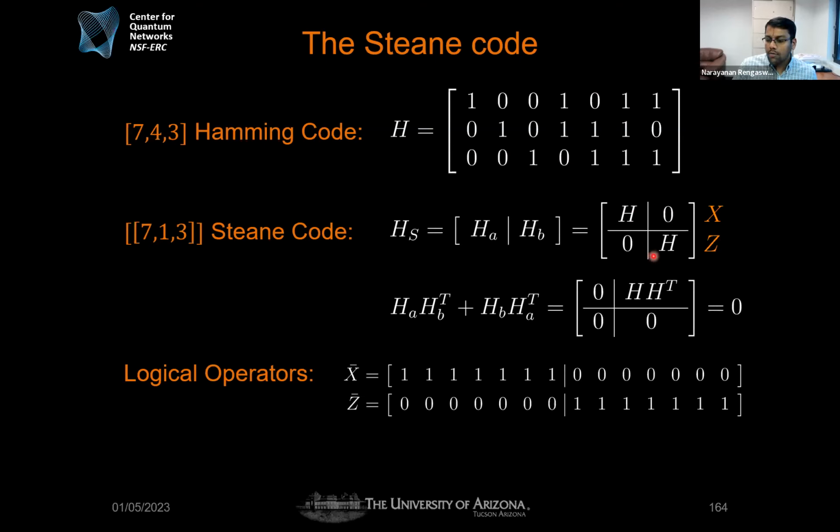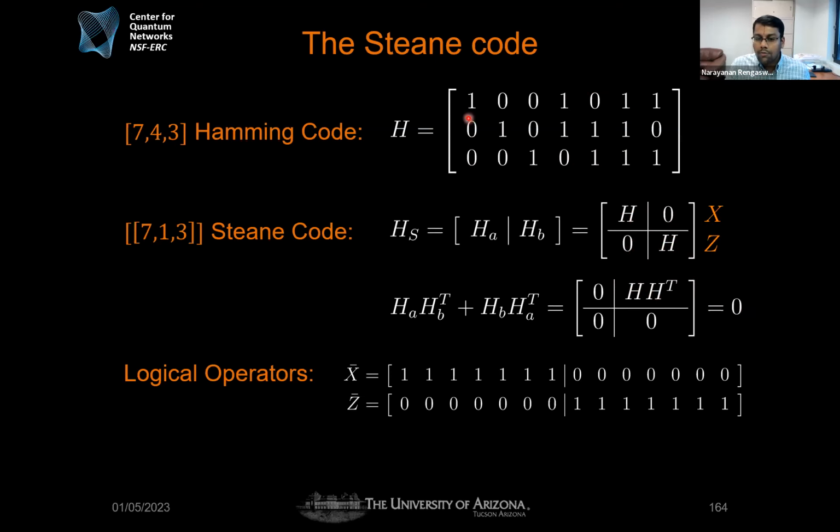Similarly, the bottom half has H on the Z part and 0 on the X part. So these rows give you only Pauli Z type operators. And because you know that H H transpose is 0, you can check that these give valid stabilizers.